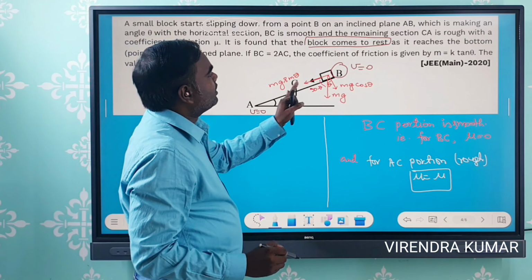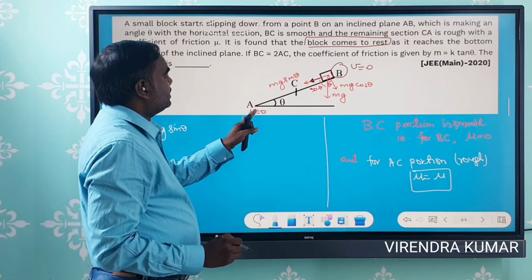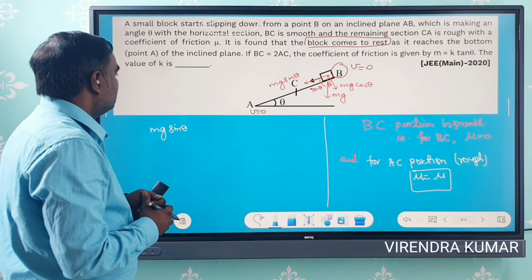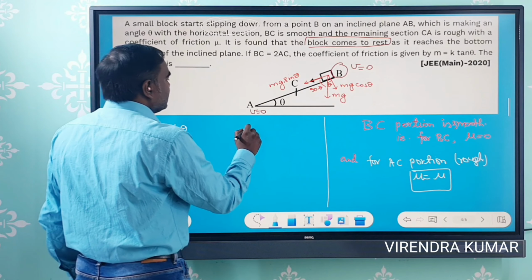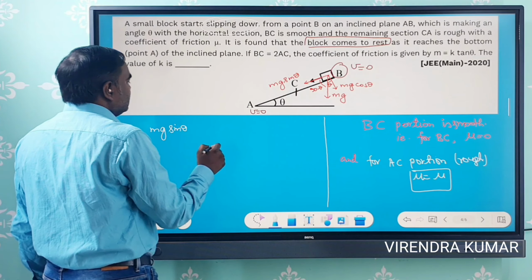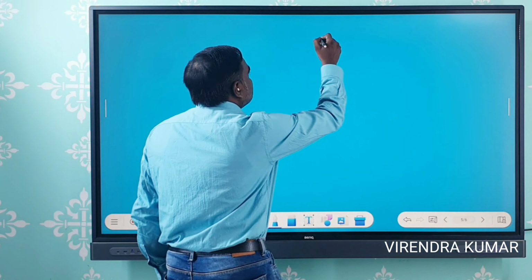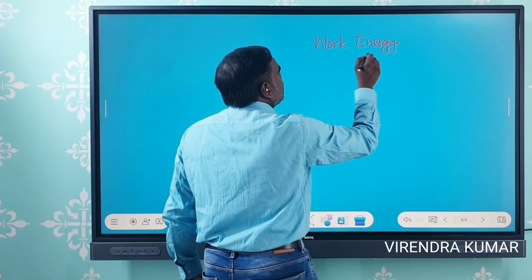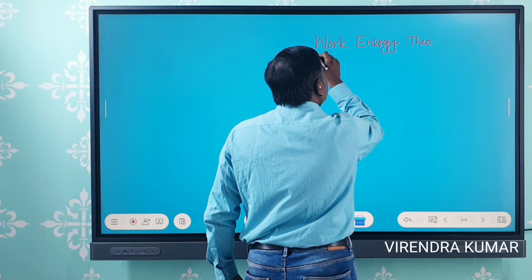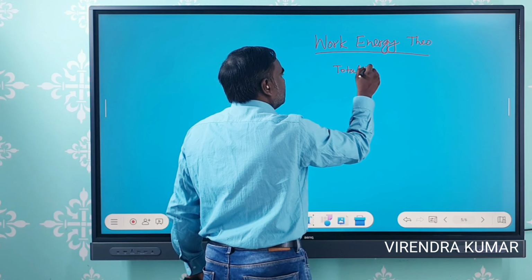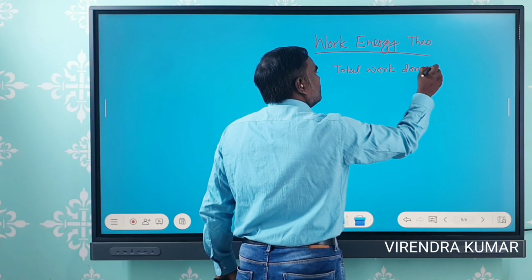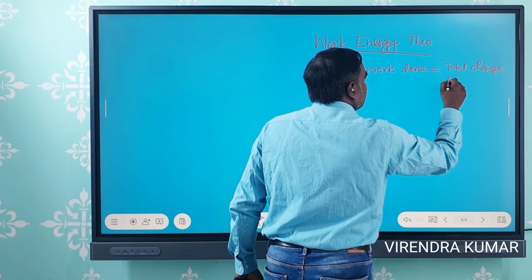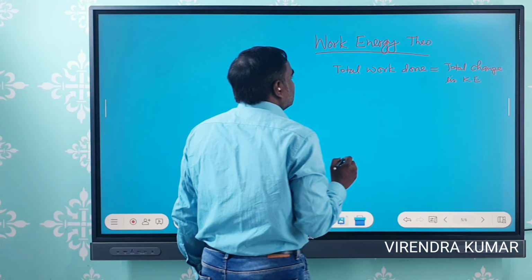So the kinetic energy of the block at point B is equal to 0 as well as the kinetic energy of the block at point A is equal to 0. So if we apply the work energy theorem, we can solve this problem easily. The work energy theorem states that total work done is equal to total change in kinetic energy, right?